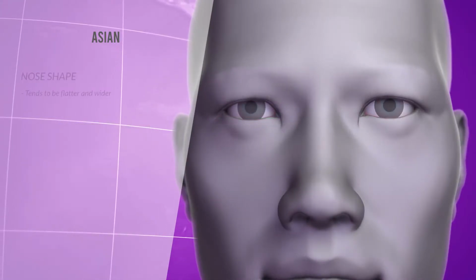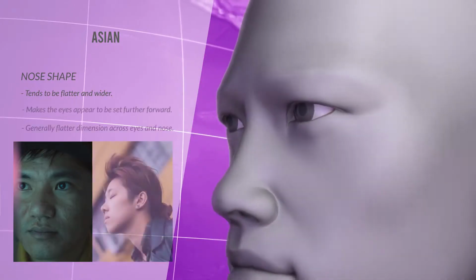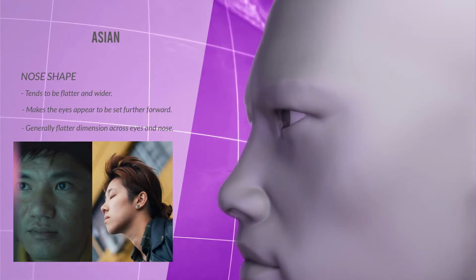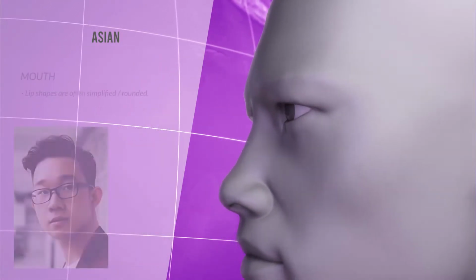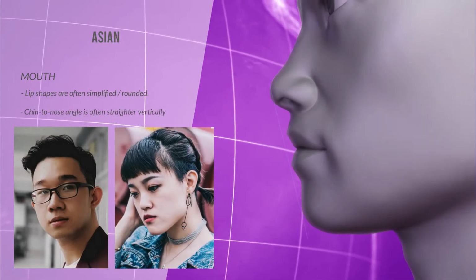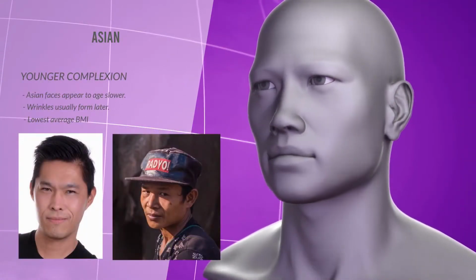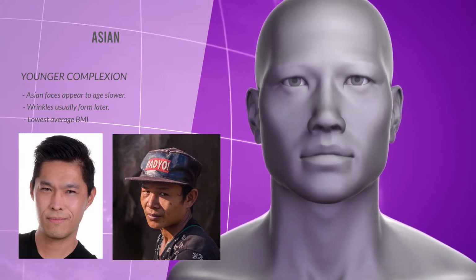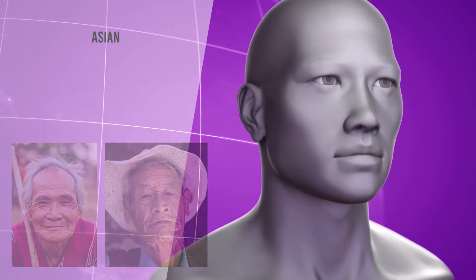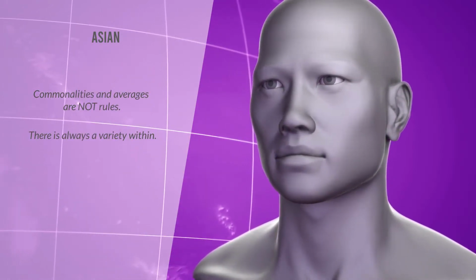As for other features, Asian noses tend to be flatter and wider. This makes the eyes appear to be set further forward as well, with generally flatter dimension across the eyes and nose. Moving into the mouth region, lip shapes tend to be more simplified and rounded, while the chin to nose angle is often straight vertically. Lastly, Asian faces often appear younger than their age, with less wrinkles and smoother complexion. Those are the most notable characteristics, but as with all ethnicities, these aren't rules, just commonalities. There's always a variety within.